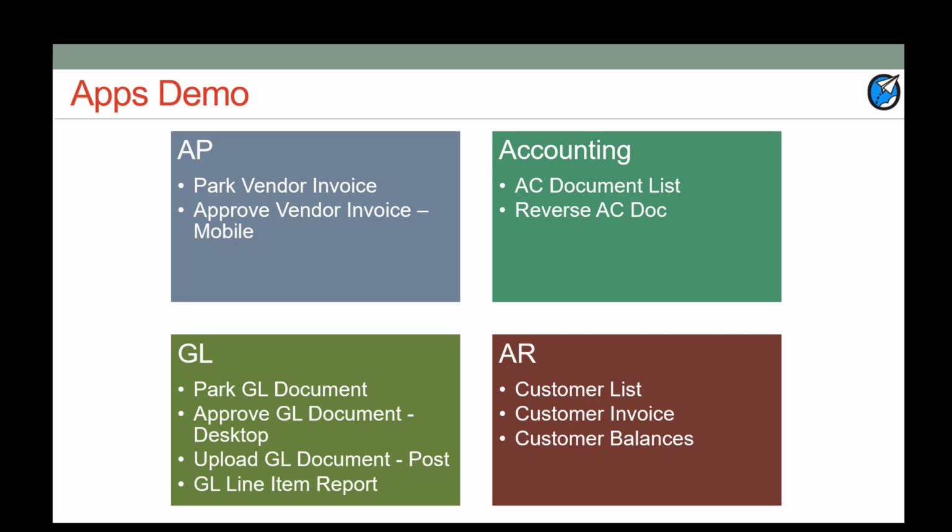In AP, we have Park Vendor Invoice and Approve Vendor Invoice, mobile. In general accounting, we have Accounting Documents List and Reverse Accounting Document. In GL, we have Park GL Document, Approve GL Document, Upload GL Document Post, and GL Line Item Report. In AR, we have Customer List, Customer Invoice, and Customer Balances. With that, we wrap the overview presentation. Let's now turn to the app demo.